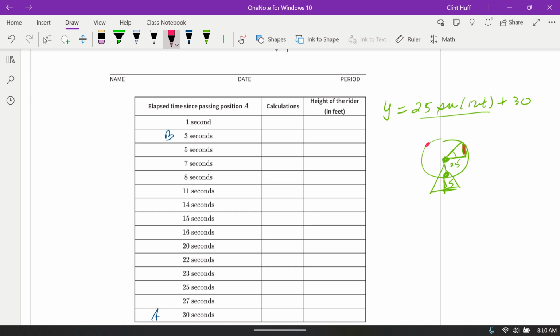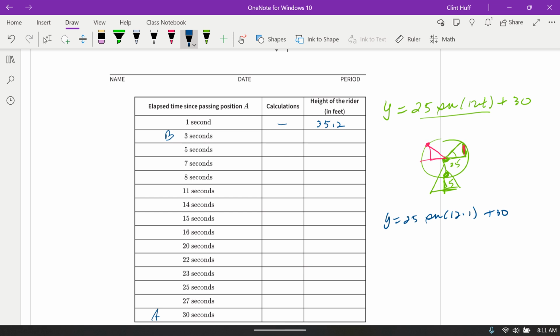And as I move to different positions, I reach out and come down, I'll have a triangle in each case. So in all of these, in the first case, I'm not going to do every single calculation. It's going to be y equals 25 sine of 12 times 1 plus 30. If you put that through your calculator, you get 35.2.